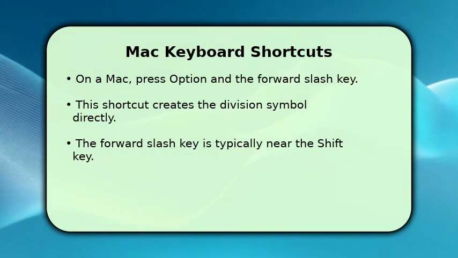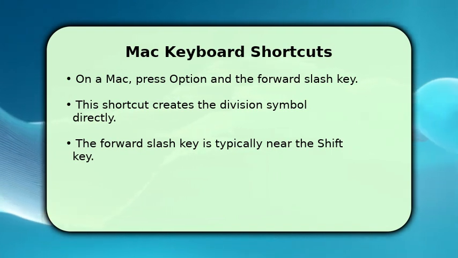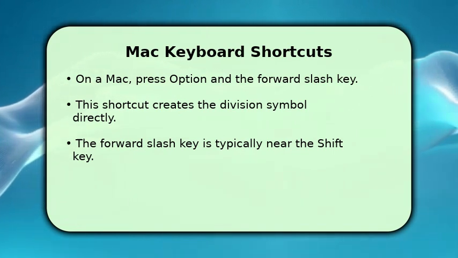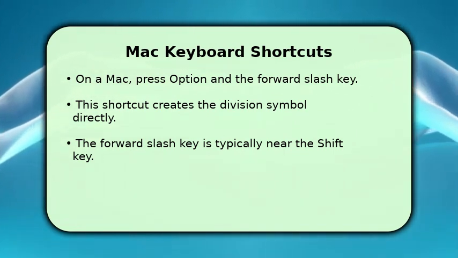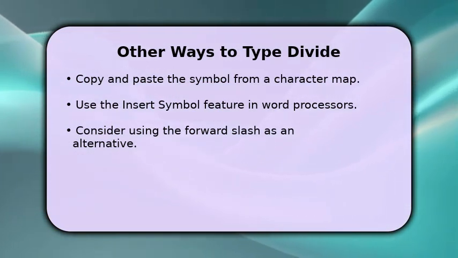Mac users have an even simpler shortcut for the division symbol. Just hold down the Option key and simultaneously press the / key. This combination instantly produces the divide symbol. It's a very efficient method, and you'll find the / key conveniently located on your keyboard, usually next to the right Shift key.